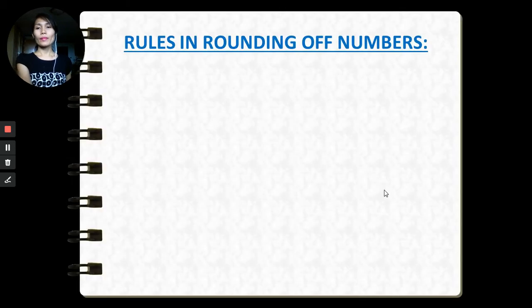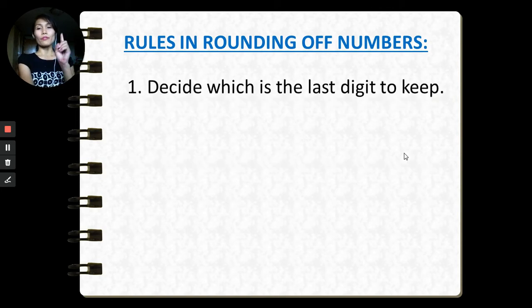Okay, so here are the rules in rounding off numbers. It's the same rules with the whole numbers and with the decimals. So let's see. The first one is decide which is the last digit to keep. So let's say there are 5 digits, then you should decide until where you should keep the number, and then the rest will be zero. So that's decide which is the last digit you have to keep.